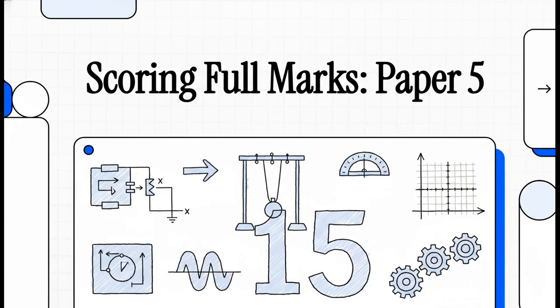All right, let's talk about the A-level physics paper 5 planning question. You know the one, it's that big 15-mark challenge where how you structure your answer is just as important as the science inside it. Today, we're not just going to look at it, we're going to build the perfect answer, piece by piece, mark by mark.